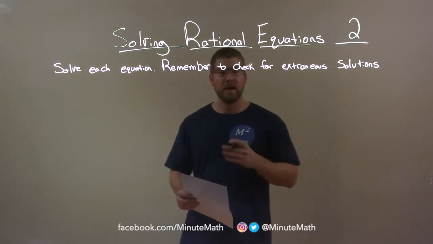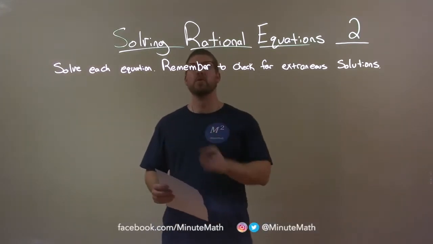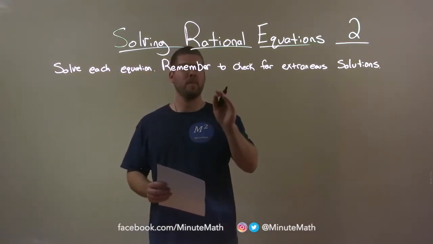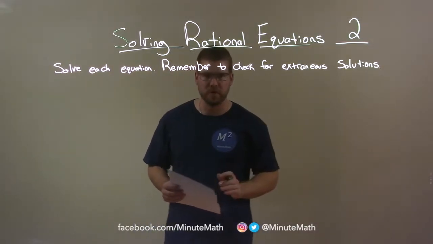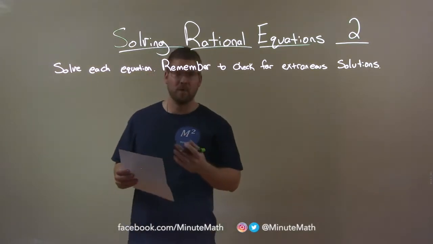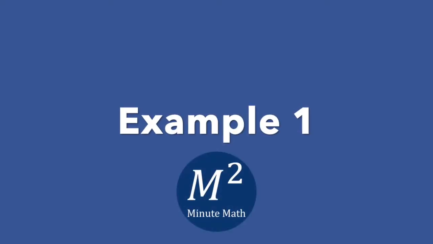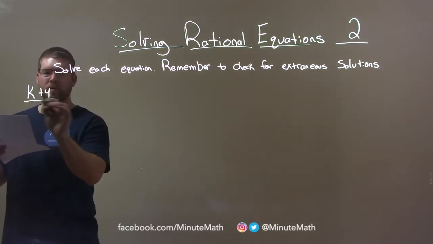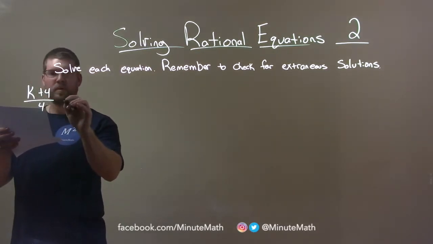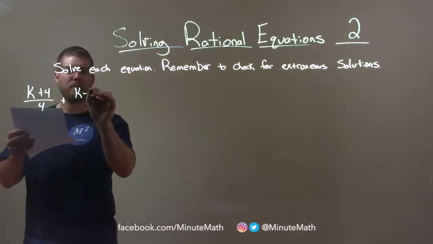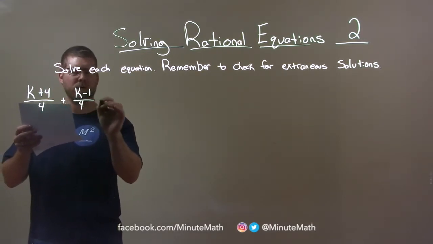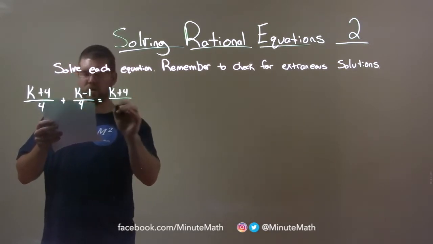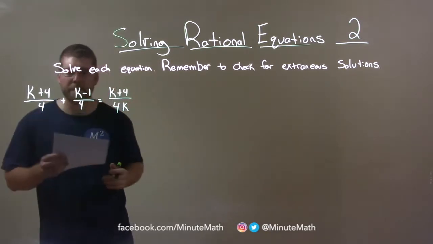Hi, I'm Sean Gannon, and this is Minute Math, and today we're learning about solving rational equations. We're going to solve each equation, and remember to check for extraneous solutions. So, if I was given this problem, (k + 4)/4 + (k - 1)/4 = (k + 4)/(4k).